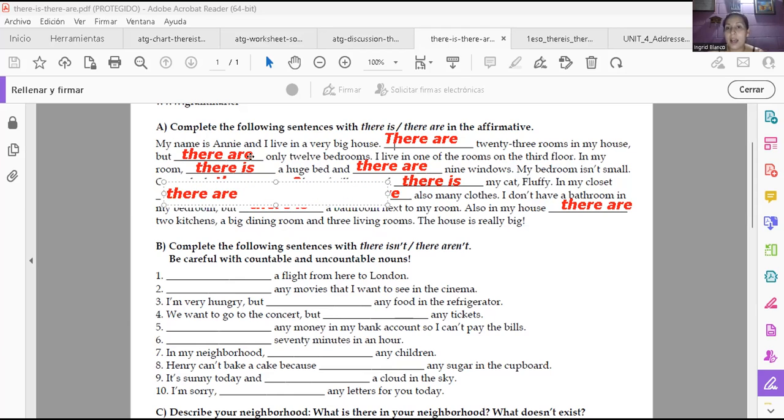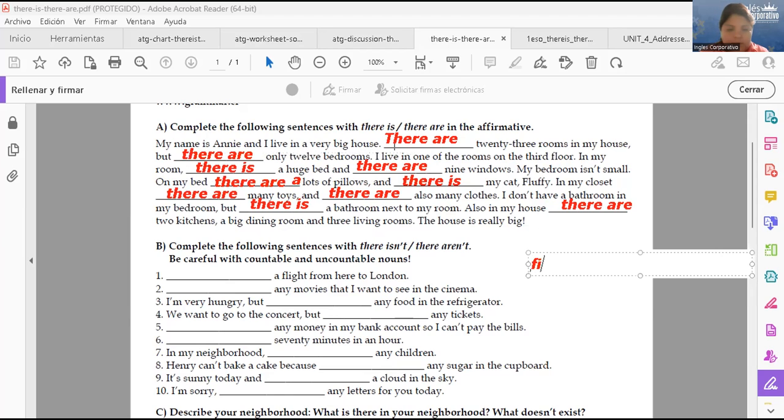I don't have a bathroom in my bedroom, but there is a bathroom next to my room. Also in my house, there are 2 kitchens, a big dining room, and 3 living rooms. The house is really big. Okay, excellent. Let's see. Okay, third. So let's check that word. First and third.